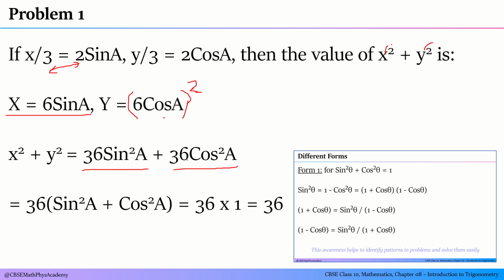36 sine square a plus 36 cos square a. I am going to take out 36 commonly outside and leave it inside with sine square a plus cos square a. From identity 1, we know that sine square theta plus cos square theta is equal to 1. So substitute the value, and the answer is 36.